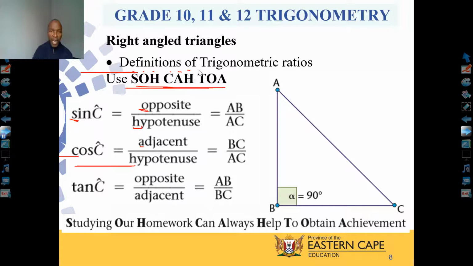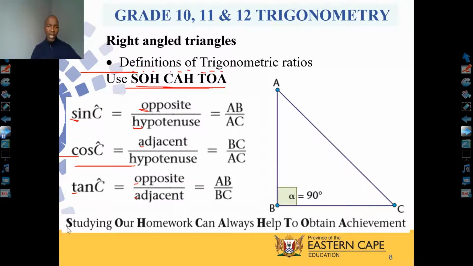And then tan is equal to opposite over adjacent. So tan will be equal to opposite over adjacent. That's how it is. This SOHCAHTOA, that's what it means. Now, there are many ways of understanding these definitions. Some people, for instance, come up with different ways.